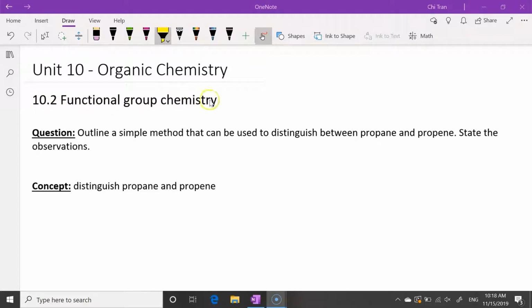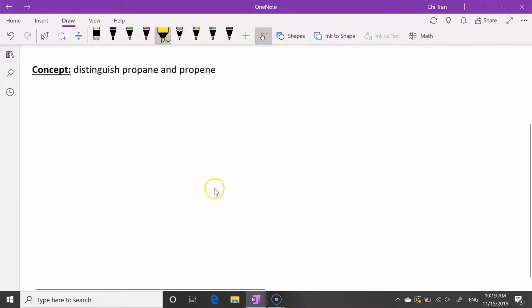This video is about functional group chemistry. So the keyword in the question is we need to outline a method that distinguishes between propane and propene. We also need to state the observations. So the concept of this question is how to distinguish between propane and propene.